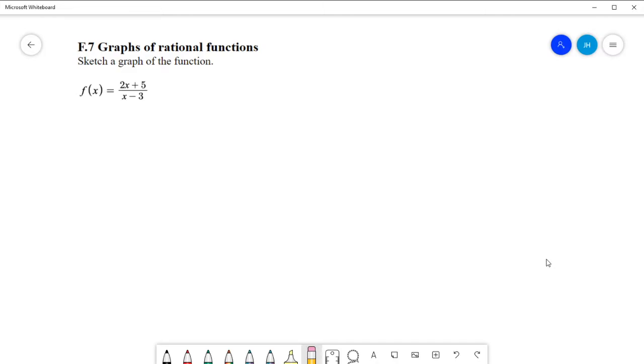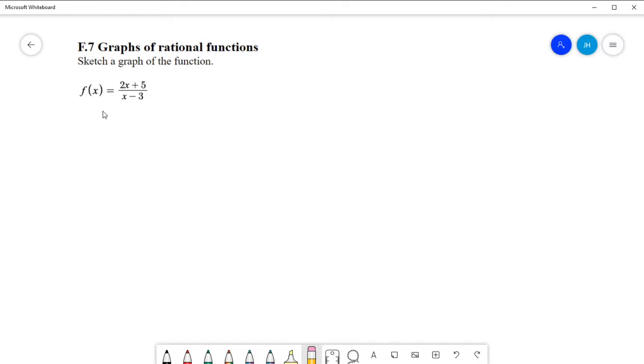All right, so in this problem here, we're attempting to sketch the graph of a rational function. Remember, rational functions are functions which can be written as a fraction of polynomials. So 2x plus 5, that's a polynomial. X minus 8, that is a polynomial. And they're dividing each other.